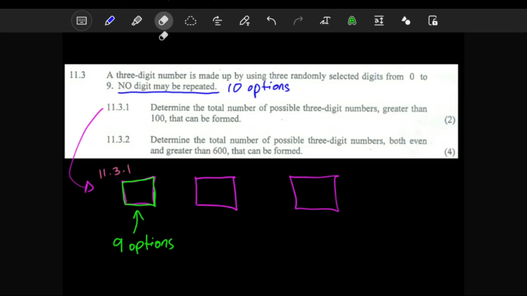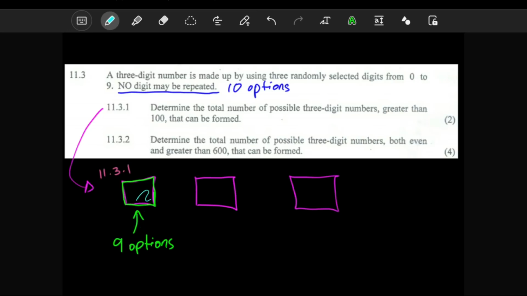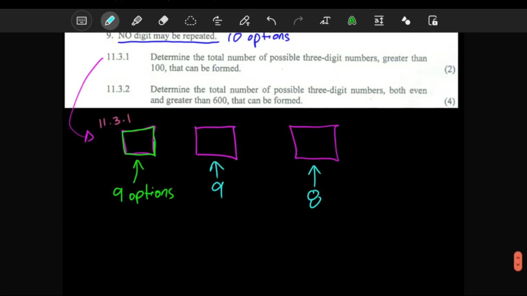So anyways, here no digit may be repeated. It's okay. So here we have 9 options because we can only start with 1, 2, 3 all the way until 9. So that's our only restriction. The other thing is, no digits can be repeated. So when you have put one number in here, for this next slot you'll be left with 9 options because 1 is gone. And then once you put one number in here, you've used up 2 values, so here you'll only be left with 8 options.